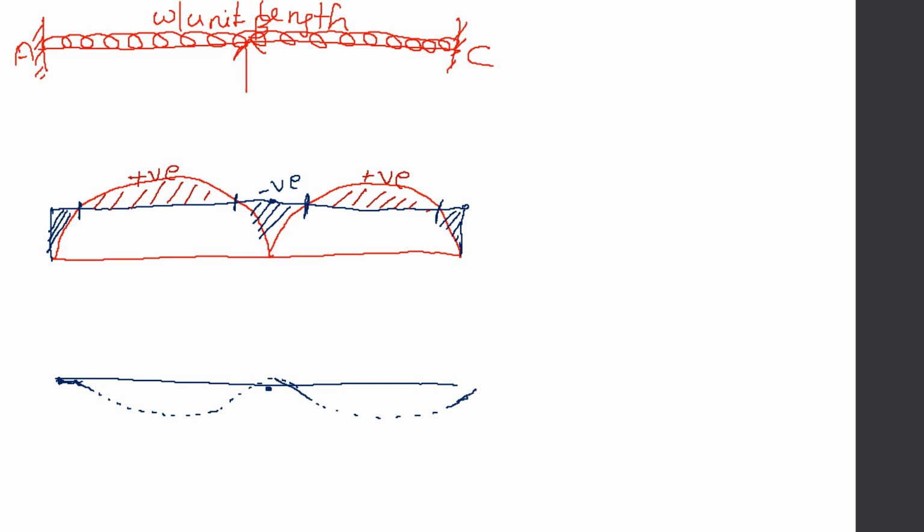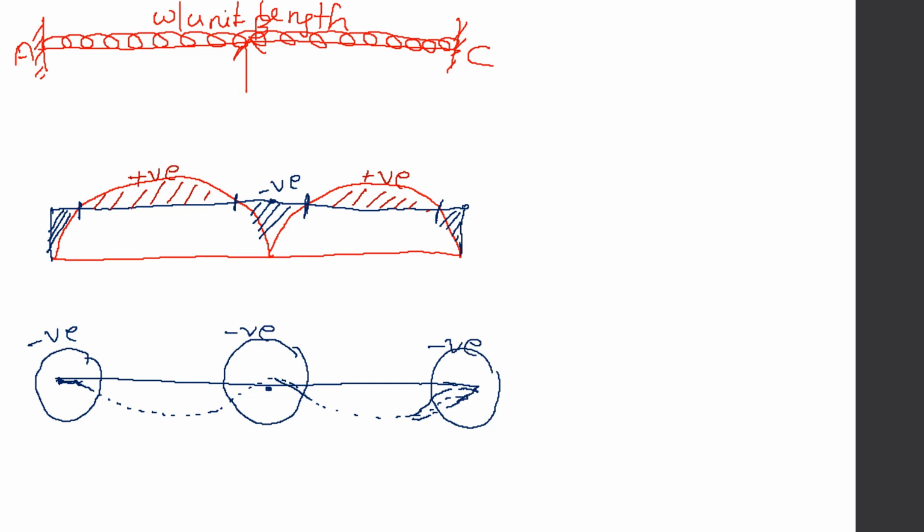So this way you will get the deflection diagram. That means at this portion you will have a negative bending moment. At this portion you will have a negative bending moment. Sorry, this will come like this. So at this portion you will have a negative bending moment. Negative, negative, negative. And the remaining portions you will have a positive bending moment.